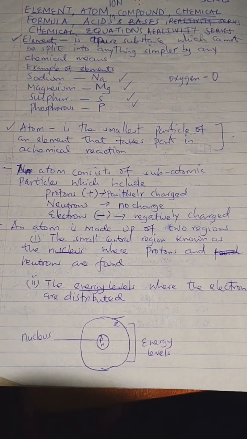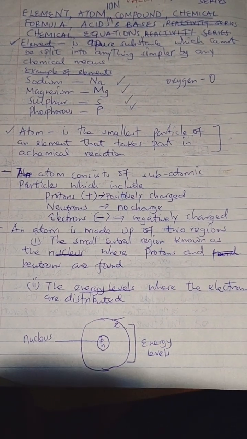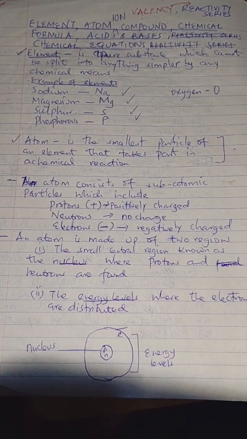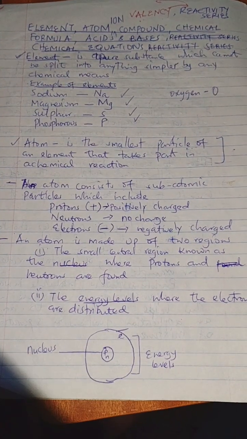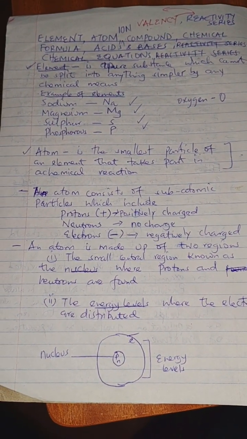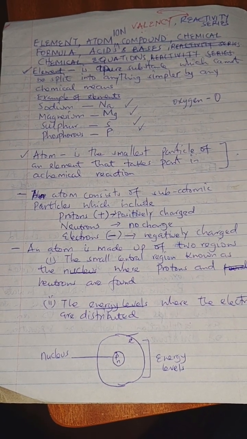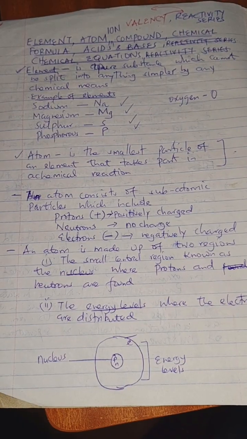So you can see how I've sketched the structure of the atom. The nucleus in the middle has protons and neutrons, and we have the electrons in the energy levels which are outside the nucleus.